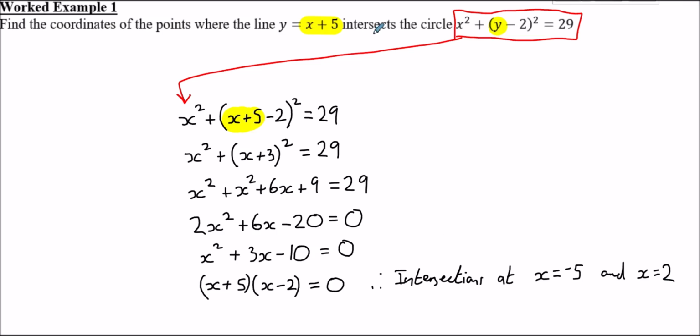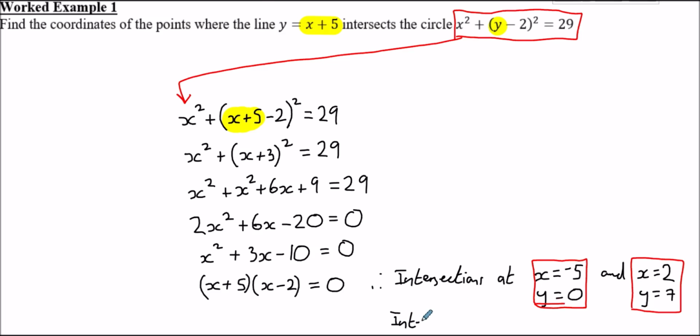Now we can use the fact that y is x plus 5 to work out the corresponding values for y. So one is x equals minus 5, so if we add 5 onto this, we're going to get where y is 0. And when x is 2, 2 plus 5 gives us that y is 7. So these are essentially our answers. But we are asked for these as coordinates. So just to be good students, let's write them as coordinates.